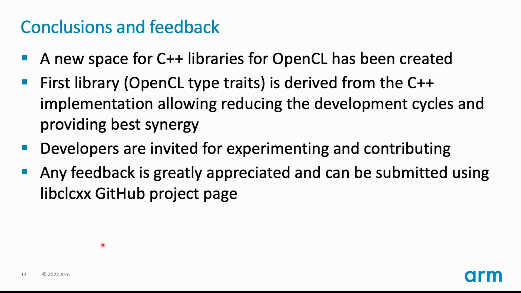That concludes my example. And at the end, I would just like to summarize that we have created a space for C++ libraries for OpenCL. And the first library, OpenCL type traits, is made available, and it's derived from libcxx for maximum compatibility with C++ and also reducing the development cycle.